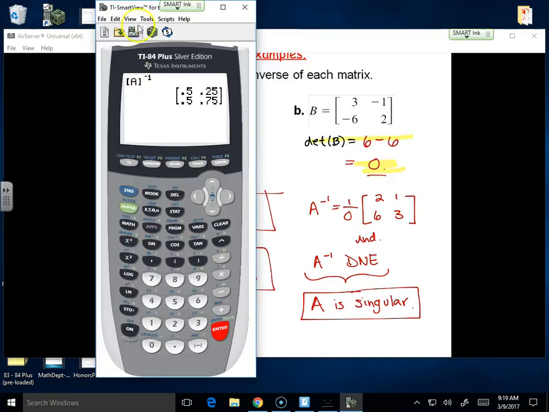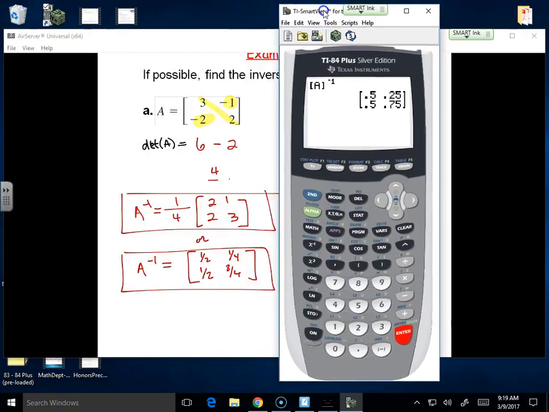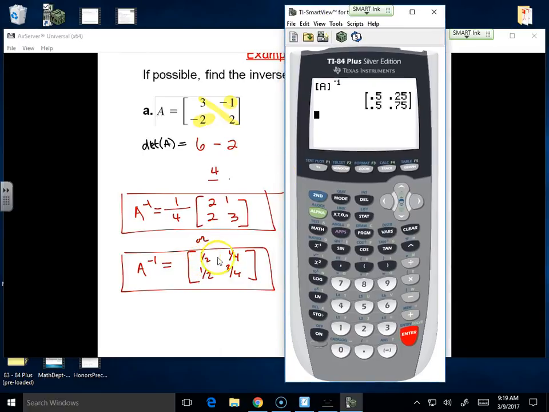Ready, set, what's the inverse of A? Ew. That's gross, but is it right? No. 0.5, 0.25, 0.5, 0.75. You guys remember how we can make it look pretty? Math, fractions. It can do that. If I hit enter enough times. There we go. Check.